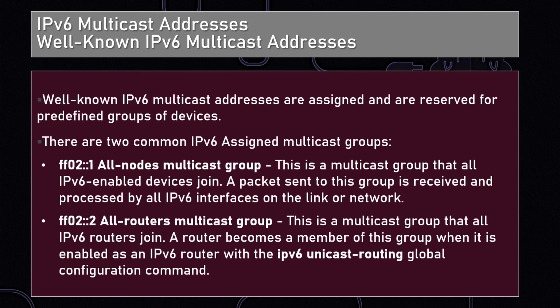All routers is one that all routers will join. A router becomes a member of this group when it is enabled with the IPv6 unicast-routing global configuration command. So you're going to go into router, enable, config T, and then you'll type in ipv6 unicast-routing, and that will make it a member of the FF02::2 group.